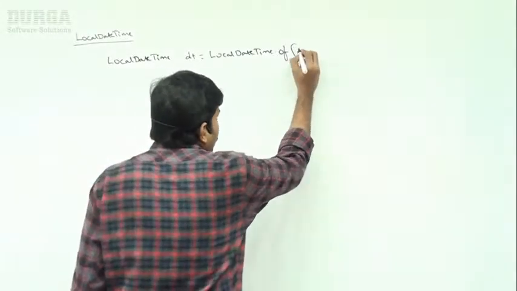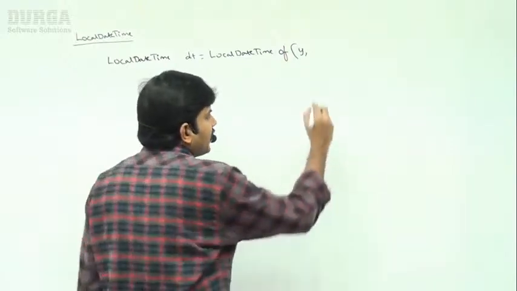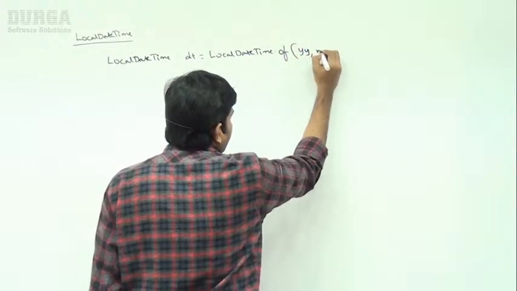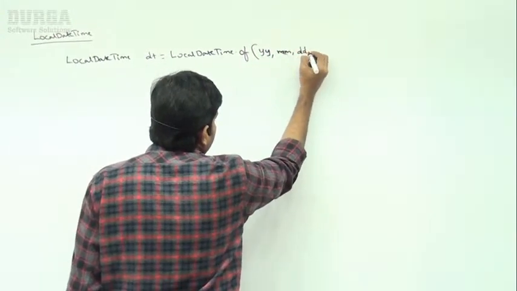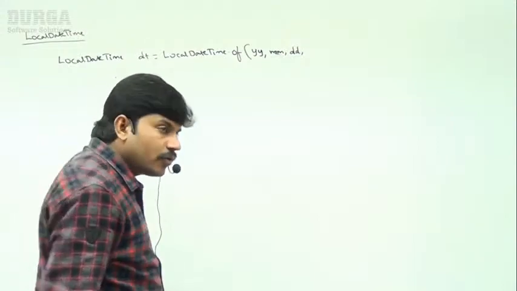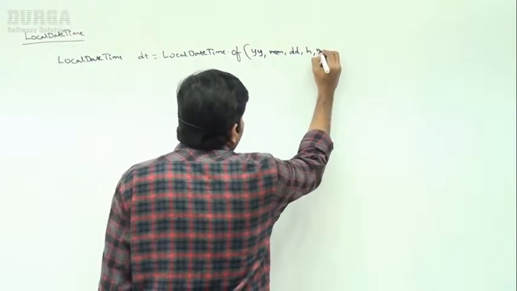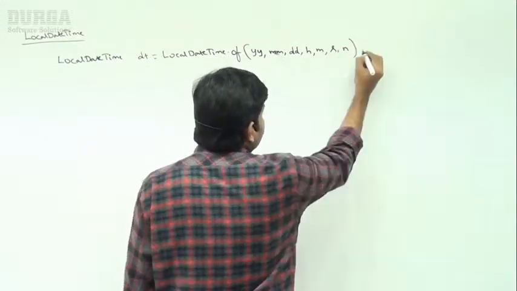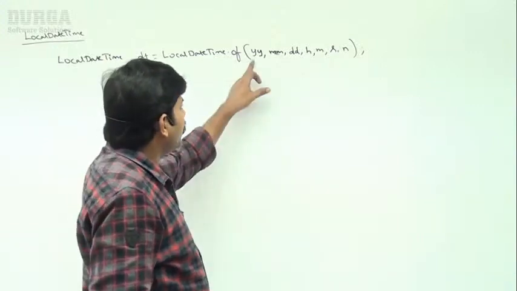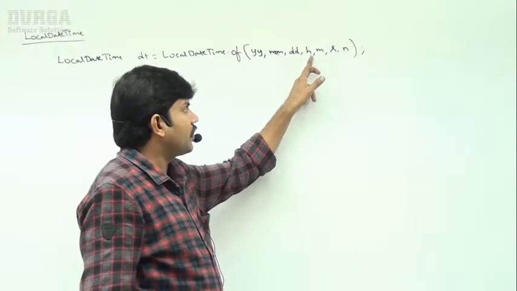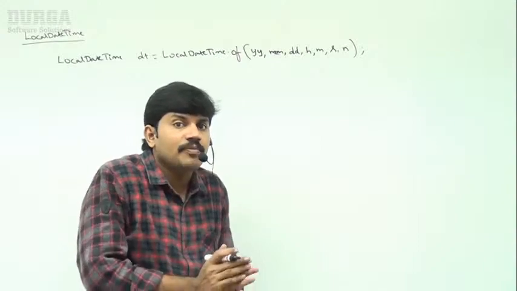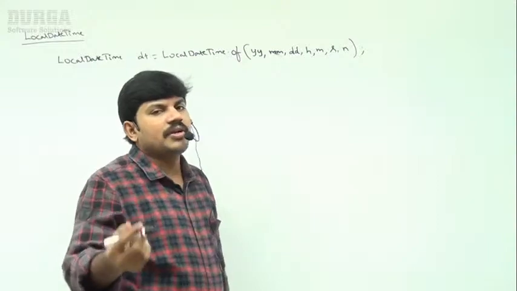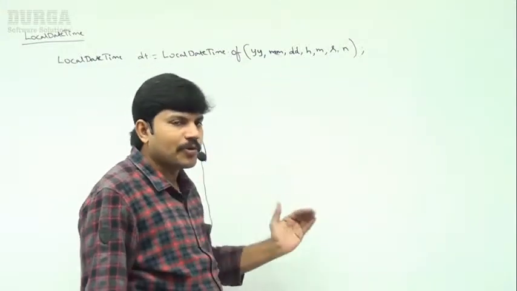Do you know? The first one talks about year, assume. Second one talks about month. Third one talks about date. Next, fourth one talks about hours, minutes, seconds, nanoseconds, like that. Are you getting it? You can pass only the first 3. You can pass only the first 4 or first 5. There are multiple such factory methods available. That's why, based on your requirement, you can use the appropriate method.